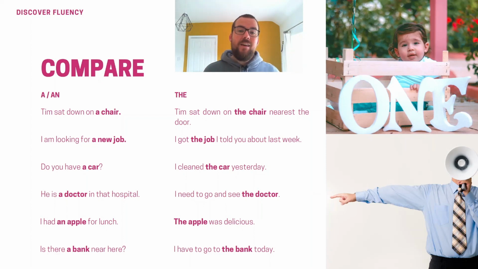Is there a bank near here? Versus, I have to go to the bank today. When we say, is there a bank near here? I need one bank because I have something I need to do. I'm just asking, can you tell me about one bank that I can use? In the second example, I have to go to the bank. It normally means my usual bank. Also, if there was a very small town where there's only one bank, this would also work in the same way. But usually when you say go to the bank, you normally mean your bank because you need to speak to them about your account. That would be the most logical idea.